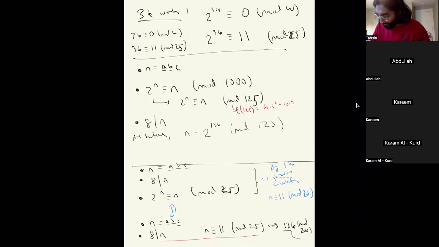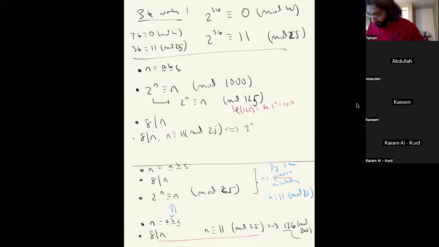Maybe I can be a little bit more clear. So okay, we know, what am I saying? So I'm saying, okay, so we have 8 divides n, and we have n is 11 mod 25. So these two things will guarantee that 2 to the n is divisible by 8, and 2 to the n is 11 mod 25.